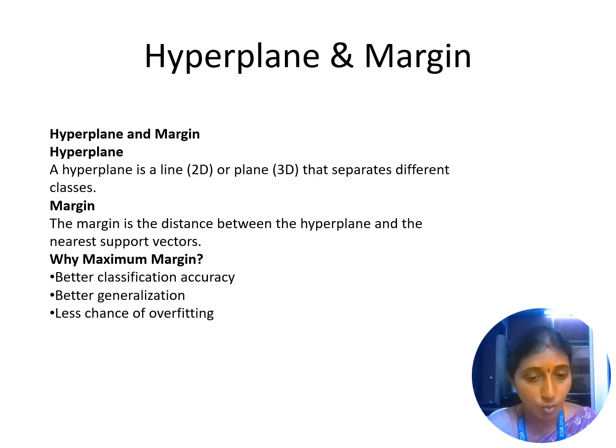Regarding hyperplane and margin, before going into detail, we must know what a hyperplane is. A hyperplane is a line, maybe 2D or 3D, used to separate the different classes. The margin is the distance between the hyperplane and the nearest support vectors. Why do we want the margin to be maximum? For better classification accuracy, better generalization, and less chance of overfitting.